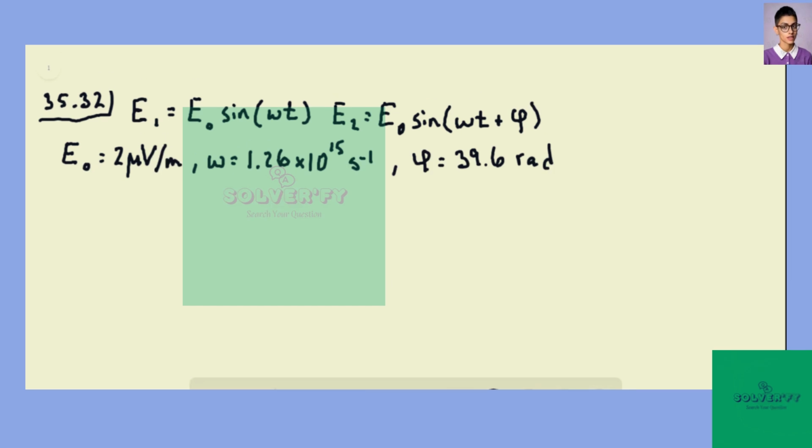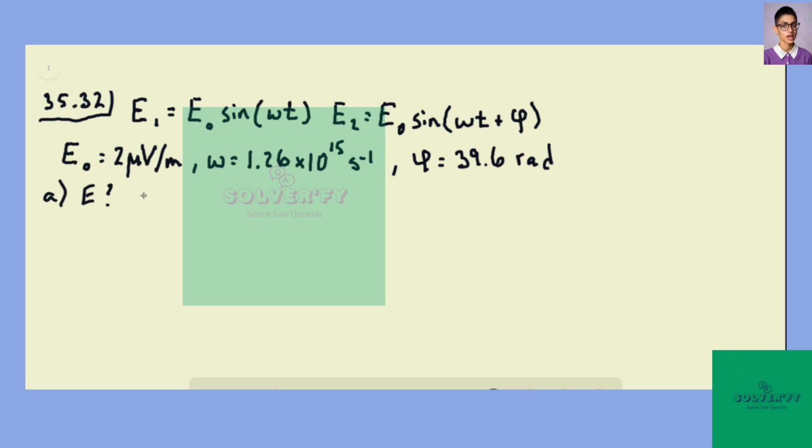35.32. So we have a double slit experiment, and we're looking at a point P, and the electric field of the waves incident at P look like this, where we've got an amplitude, an angular frequency, and this is offset by a phase. And we want to do some stuff with this. So the first thing is, what is the amplitude of the resultant wave?